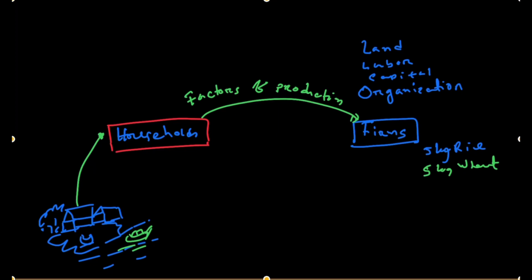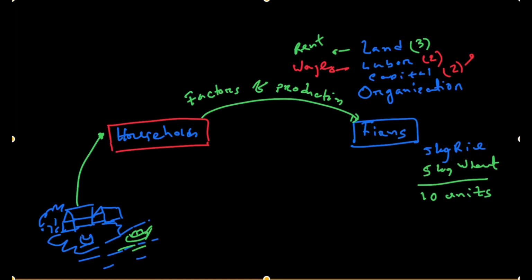So there are 10 units of output. 3 units of output the landowner will receive as rent. Similarly, the households providing labor, we are assuming, will receive 2 units of output as wage. And those who own the capital receive their payment as interest, and we are assuming that is also 2 units. It is called interest. The total cost of production is 3, 2, and 2, that is 7 units. That means the profit that will be received by the entrepreneur or organization is still 3 units.